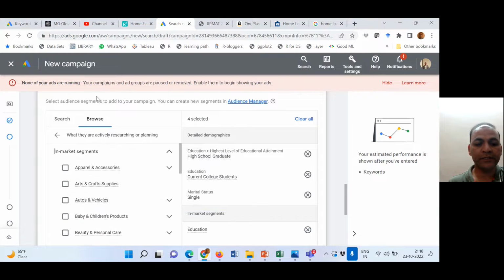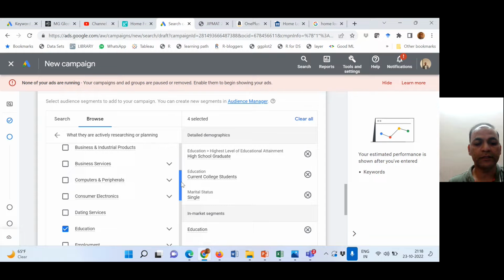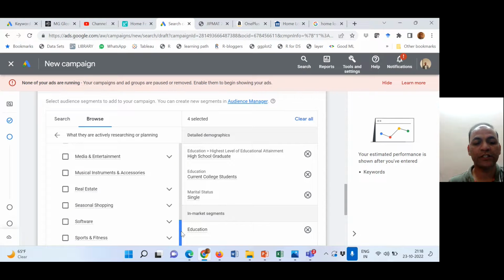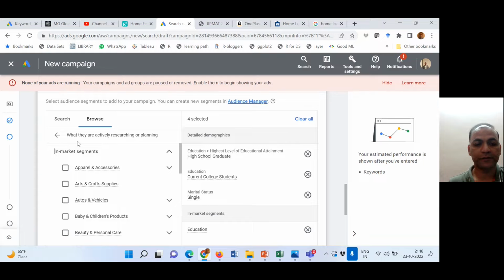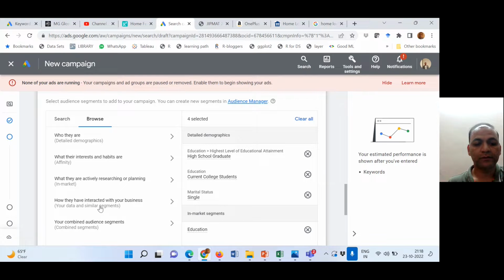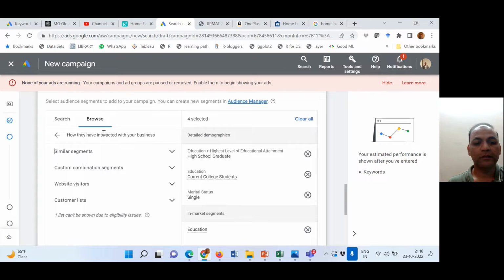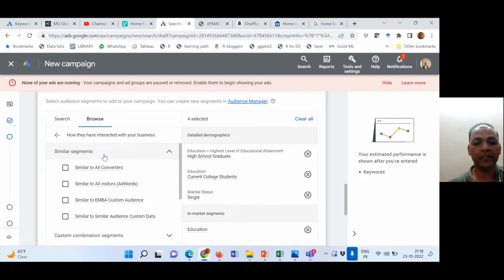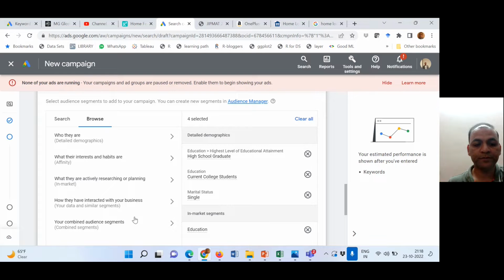Now in-market audience here we will select. Let us say you are into auto manufacturing, then autos and vehicles would be what you will look at as part of your in-market audience. Here we have chosen education as our in-market audience. Here again, you can look at your website visitors. You can look at similar audience to all converters, similar to all visitors, right? So you can find this out also.